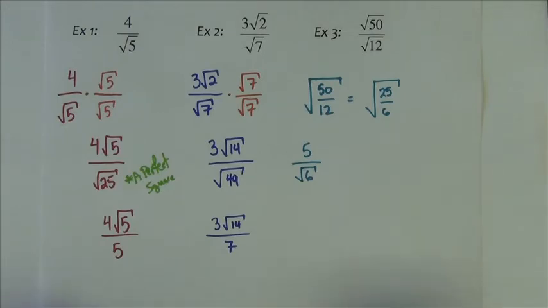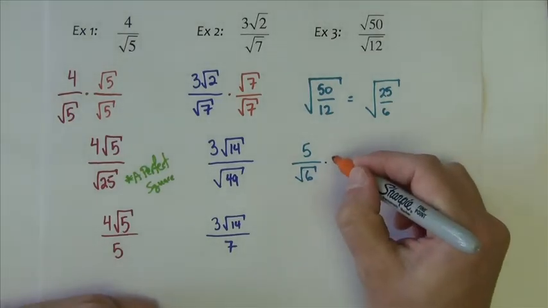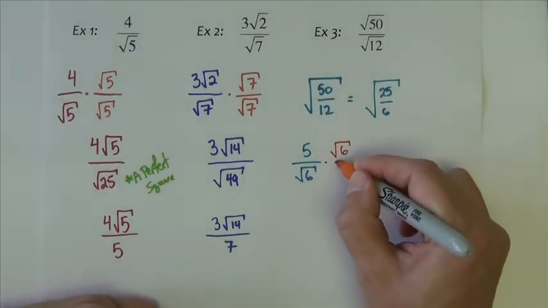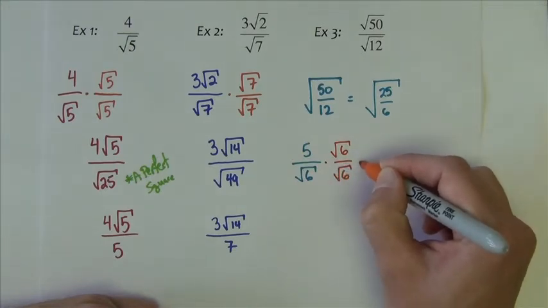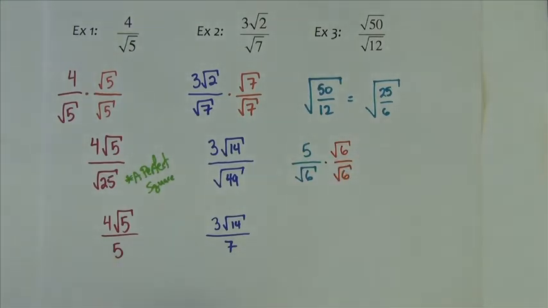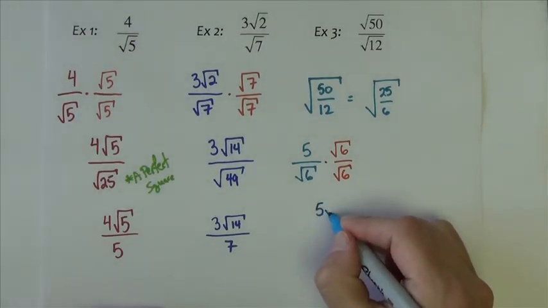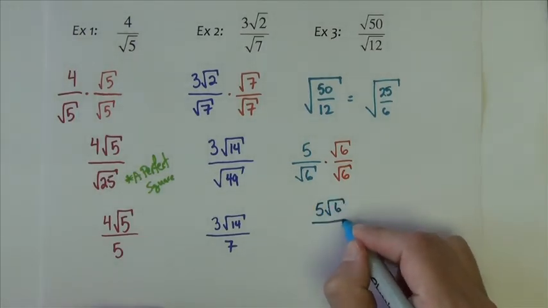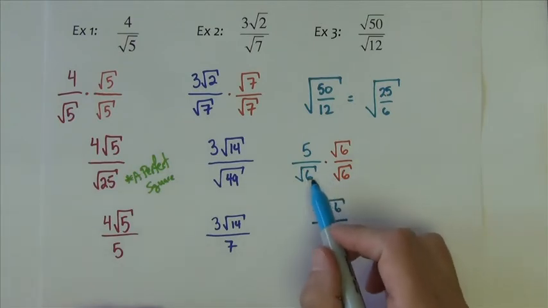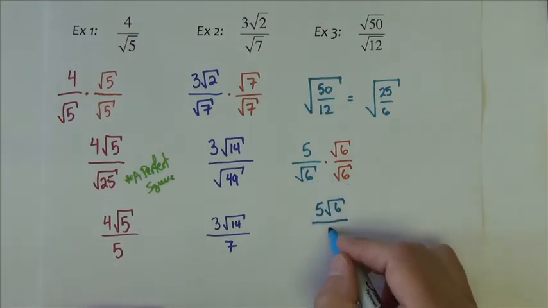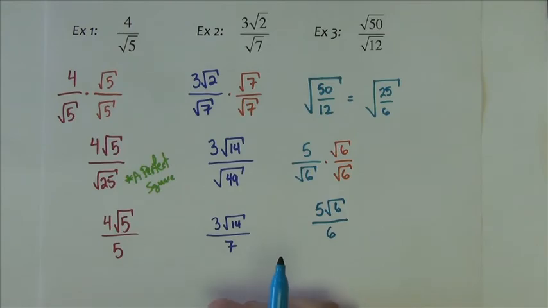Okay, now we're at the point where the other problem started. I need to multiply top and bottom by square root of 6 over square root of 6. So that becomes 5 square root of 6. The denominator will become 36, which will become 6. So I'm going to skip that step of writing. And that's finished.